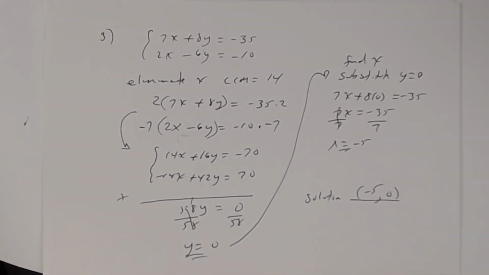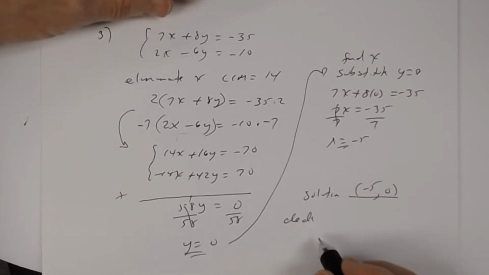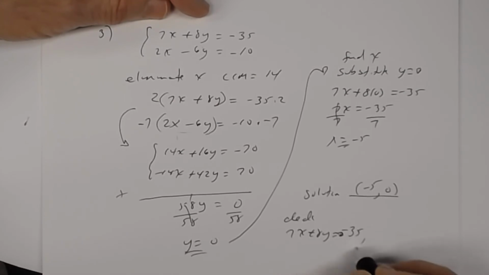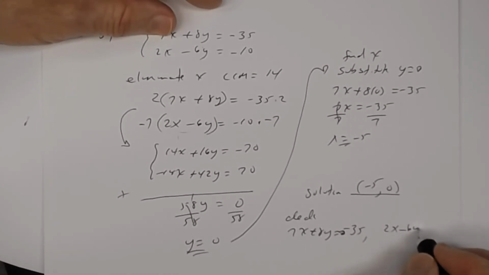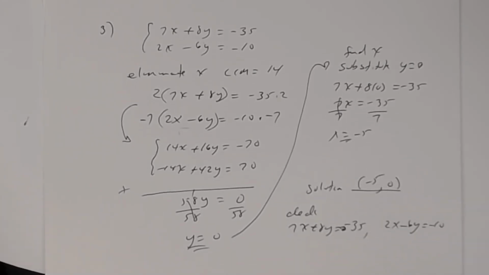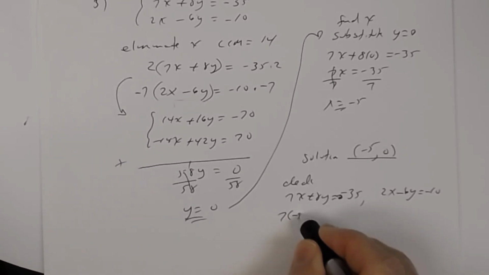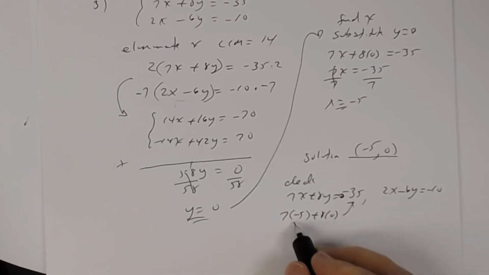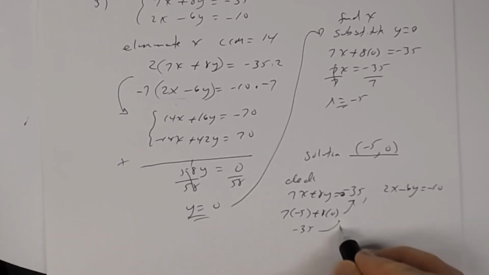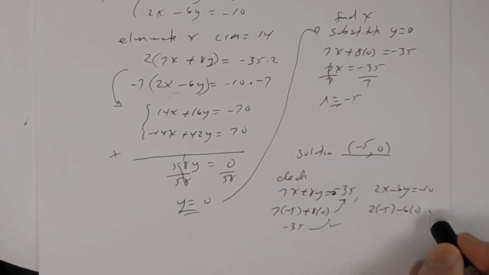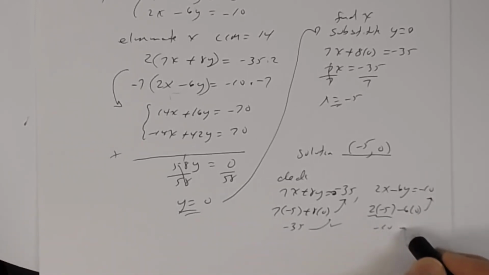Okay? And if you want to check, let's go ahead and check this. So let's check both of them. 7x plus 8y equals negative 35. And then the other equation is 2x minus 6y equals negative 10. So in place of x, I'll substitute negative 5, and in place of y, I'll substitute 0. So I get 7 times negative 5 plus 8 times 0, and I want to see if that's going to equal negative 35. Well, negative 35, this is 0. So negative 35 plus 0 is negative 35. Over here, I get 2 times negative 5 minus 6 times 0, and I want to see if that's going to equal negative 10. This is 0, and this is negative 10, so that is true.